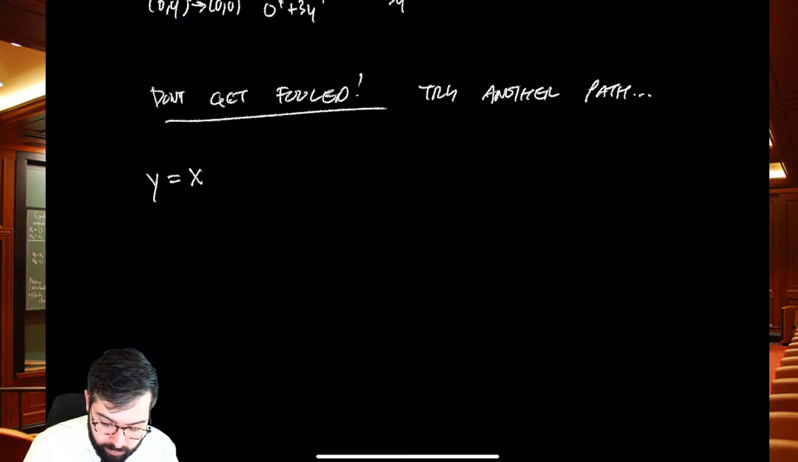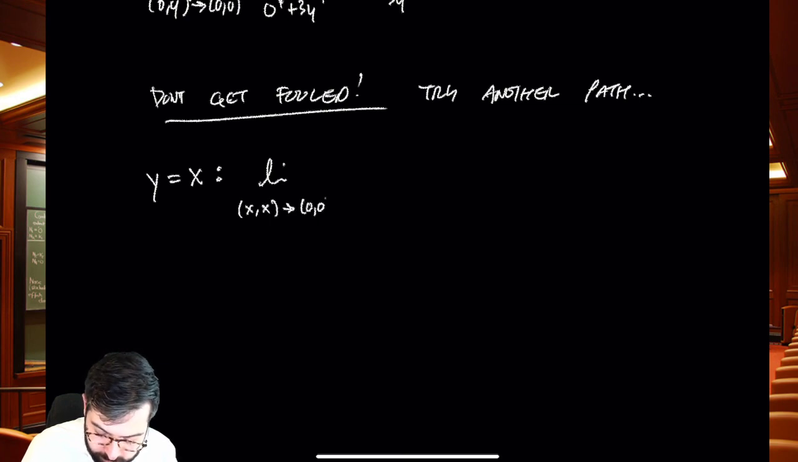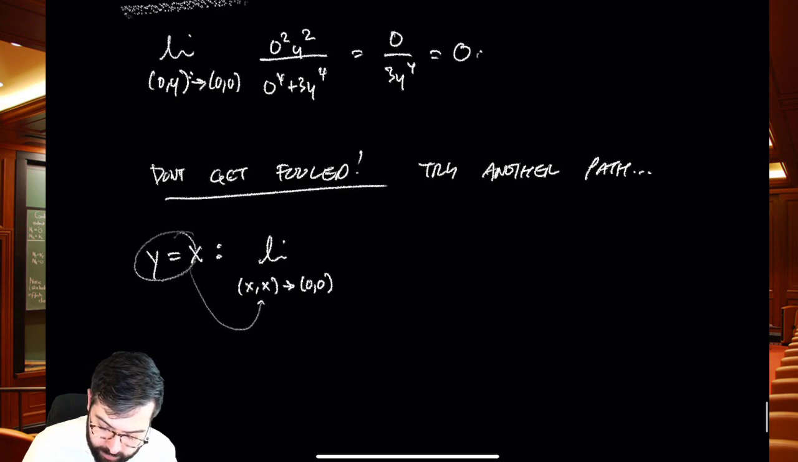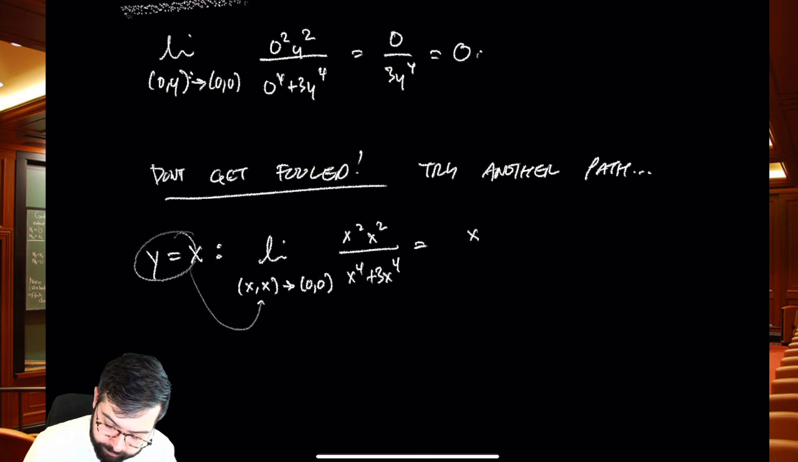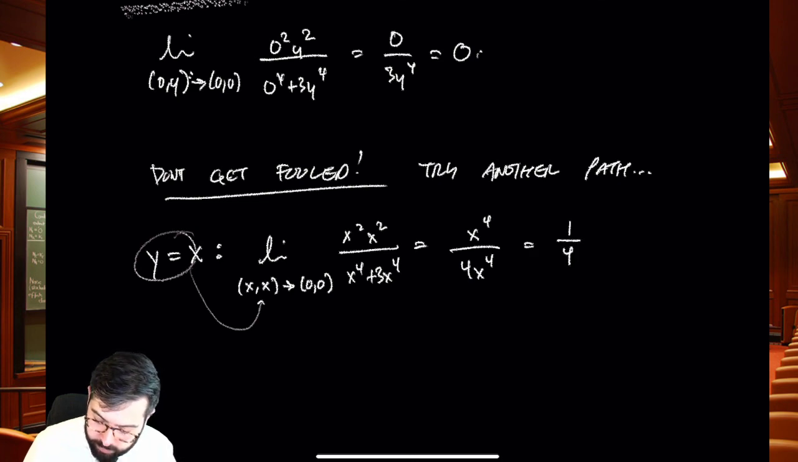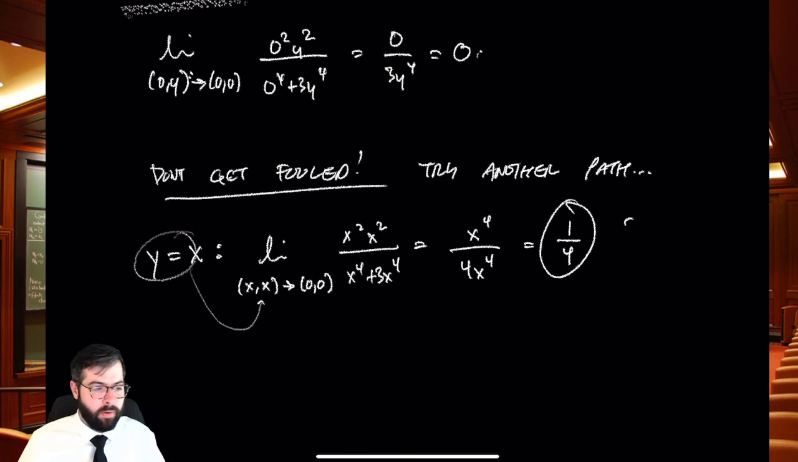And so how this will look then is the limit as (x, x) approaches (0, 0), because we're letting y equals x. So this is going to be the limit of x squared over x to the 4th plus 3x to the 4th. So that's x to the 4th over what, 4x to the 4th, which ends up being a quarter.